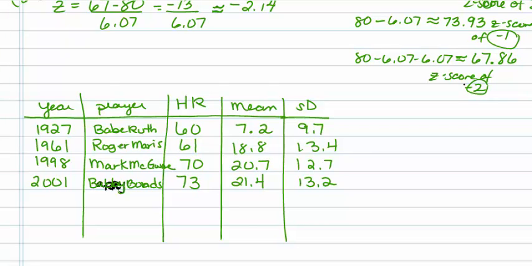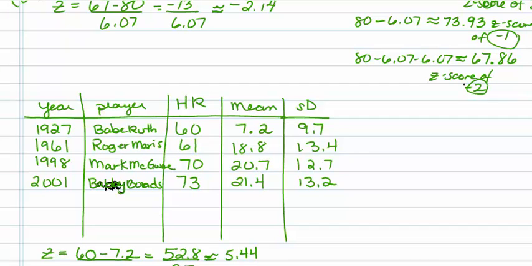So let's try to calculate each person's z-score. For Babe Ruth, he got 60 home runs. Take away the mean. So he did a lot better. By the standard deviation, he did a lot better in comparison to the people around him. So that works out to around 5.44.